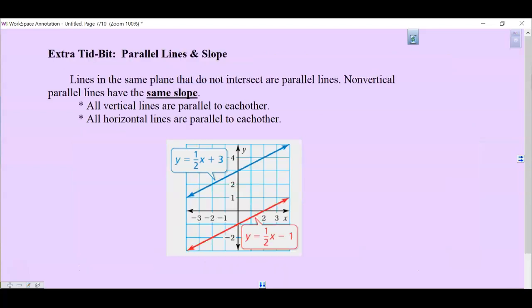Now, before I let you guys go here, just a little tidbit of information. I want you to notice that parallel lines actually have the same slope. They change consistently at the same exact rate. Okay? Which is why they never intersect, because they're constantly changing at the same pace. So, parallel lines have the same slope. All vertical lines are parallel to each other. All horizontal lines are parallel to each other. That's pretty cool tidbit if you ask me.